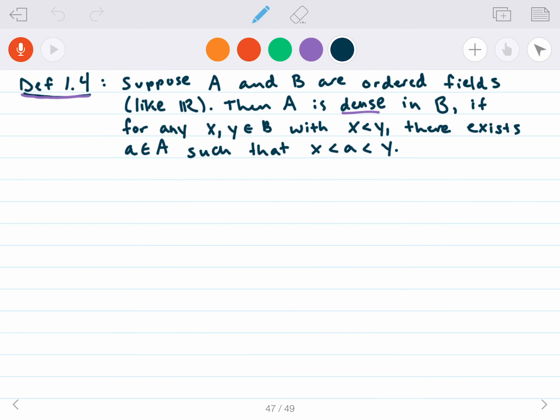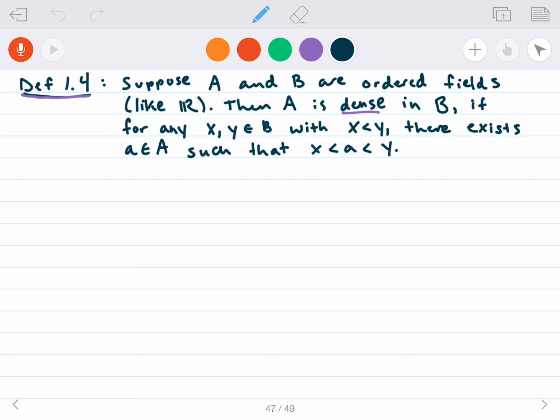Okay, the last thing that I really want to harp on in this lecture is another consequence of the Archimedean property, which is density. Okay, so in particular, the density of the rationals in the reals. So let's give a definition first. If A and B are ordered fields like the reals, then A is dense in B if for any x and y in B, with x less than y, there's some a in A in between them.